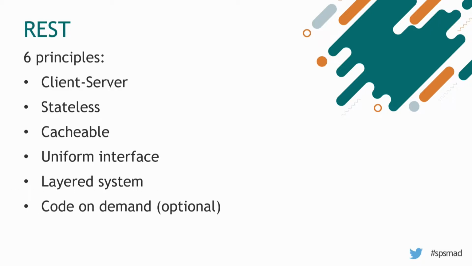And last, what is called optional, is that it should support some kind of extensibility on the client side. So this principle means that whenever we do not support something on the client side, we can go to the server, grab the code on demand, and download it and execute it, right? These are the 6 principles that should make the REST implementation so-called pure REST.